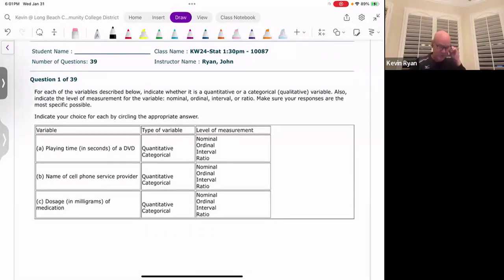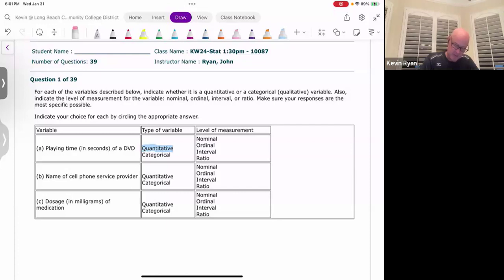For each of the variables described below, indicate whether it is a quantitative or categorical variable and indicate its level of measurement. So we'll start with playing time in seconds of a DVD. And that is going to be quantitative. And that is going to be ratio.